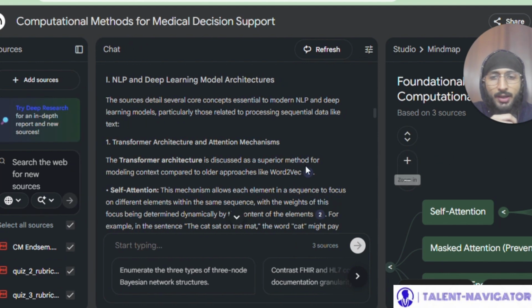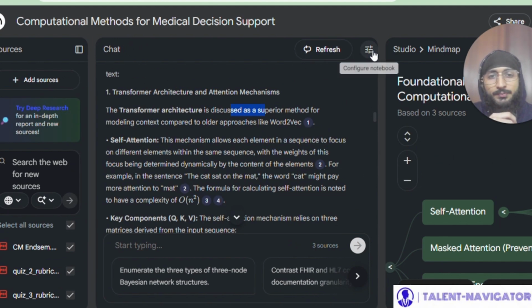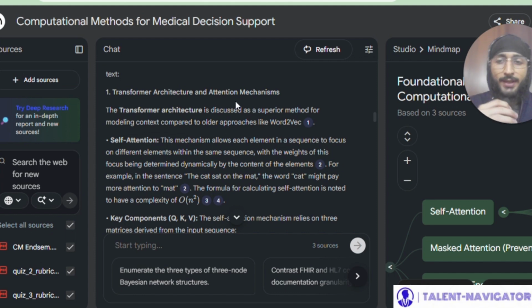So transformer architecture is discussed as a superior method for modeling context compared to older approaches like the word2vec. So first we'll discuss self-attention, which is a mechanism that allows each element in a sequence to focus on different elements within the same sequence, with the weights of this focus being determined dynamically by the content of the elements. For example, in the sentence, the cat sat on the mat, the word cat might pay more attention to mat. The formula for calculating self-attention is noted to have complexity of n square.